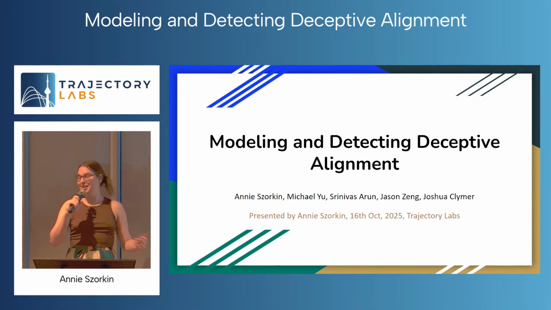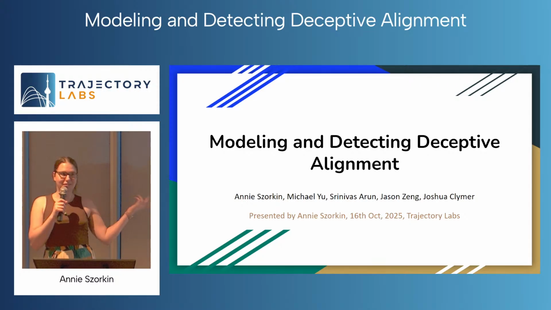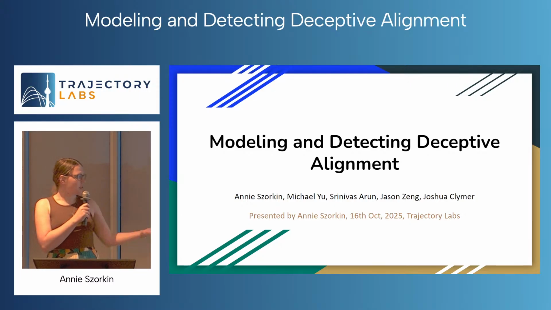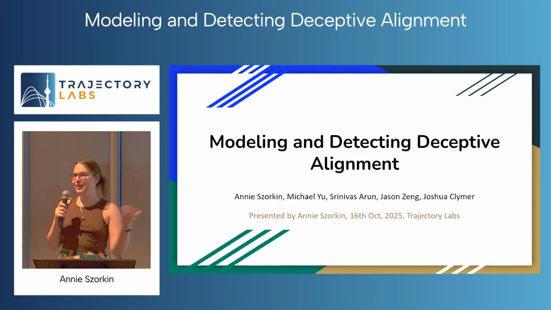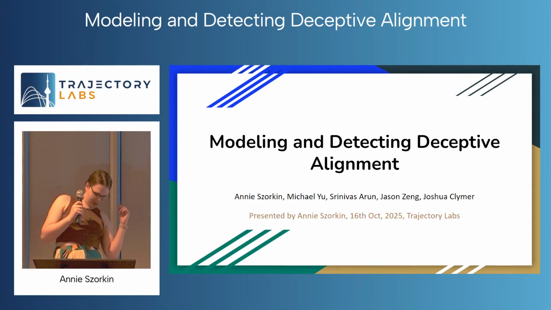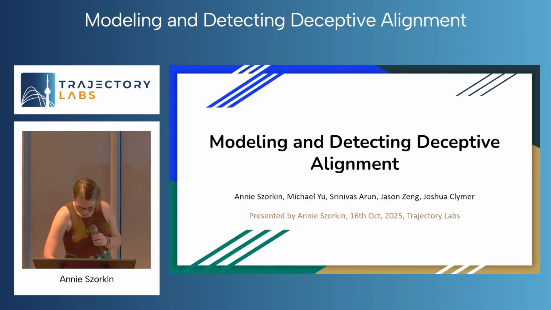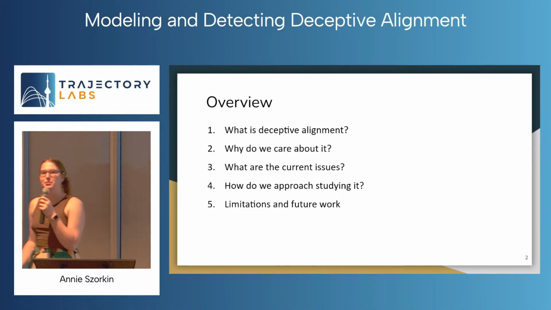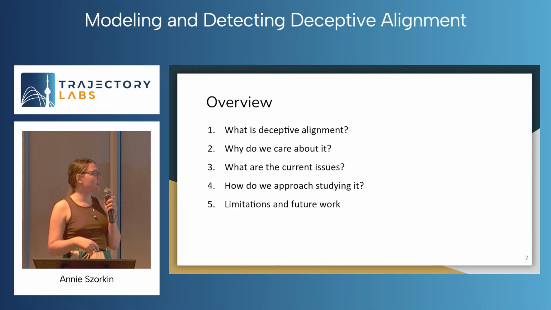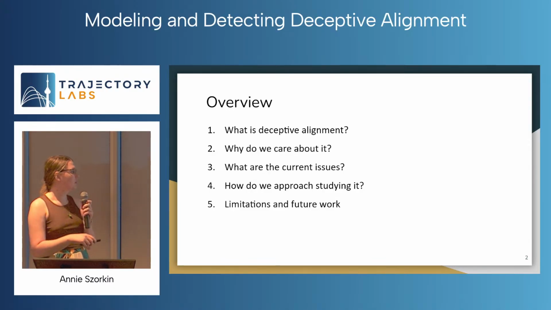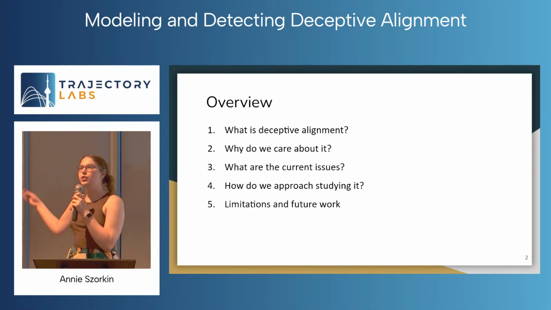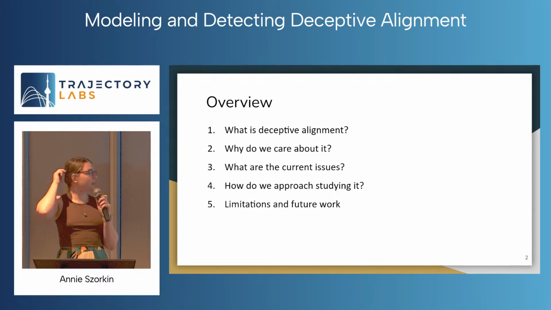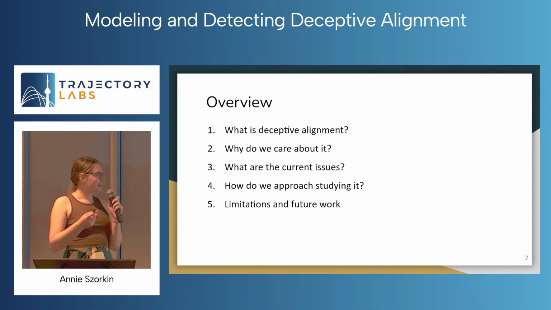Hi, everyone. Yeah, this is definitely going through. Thank you very much. It's really nice to be here again. So today we're going to be talking about modeling and detecting deceptive alignment. Also, I realized that there's the clicker. So we're going to start with what is deceptive alignment? What are we talking about in the first place? Why do we care about it? What are the current issues? And what do we intend to do with it?